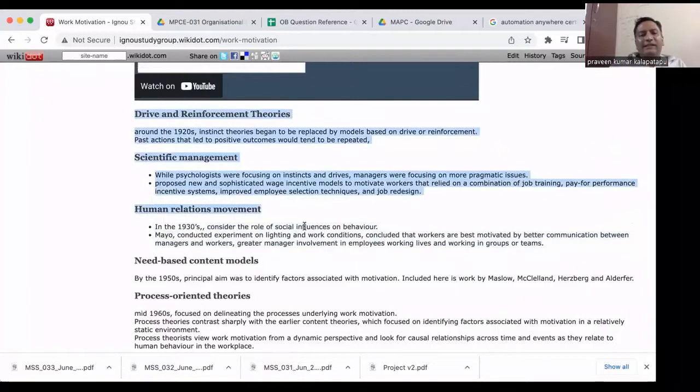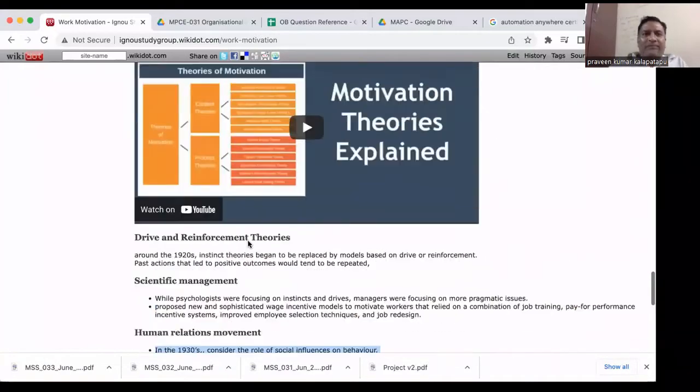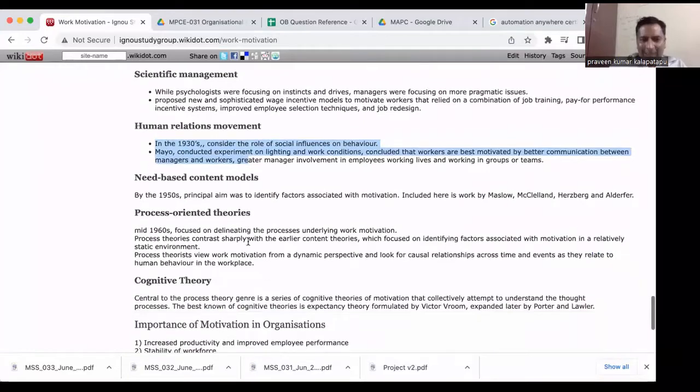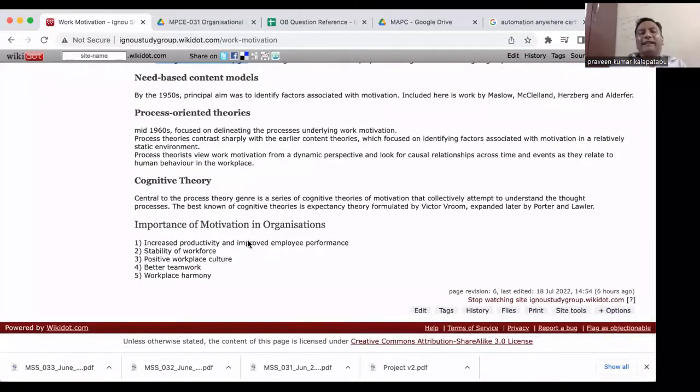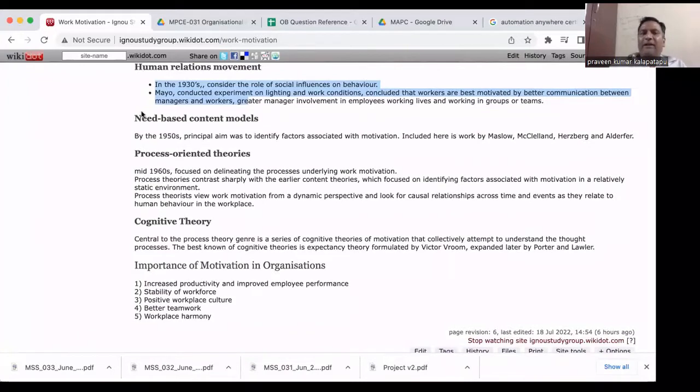So these three, whatever I talked about, is general gyan. There is nothing that is going to come in the exam. It started with drive reinforcement, scientific management, and the human relation movement. So now comes the important aspect. Okay. So now theories start. Theories have two main classifications. First is the need-based content model.